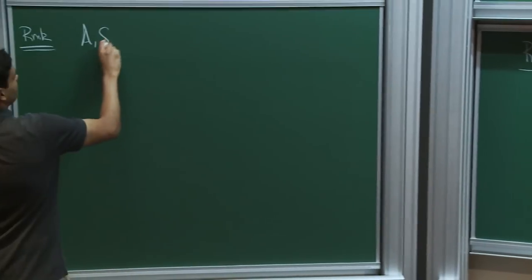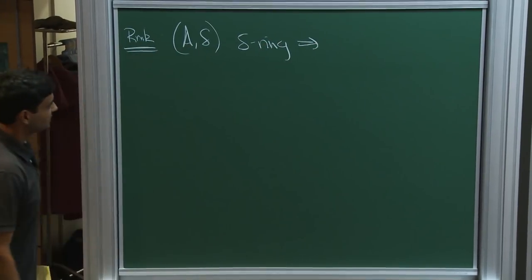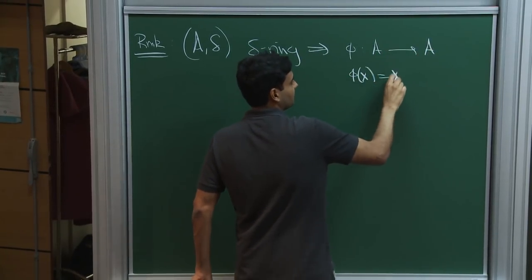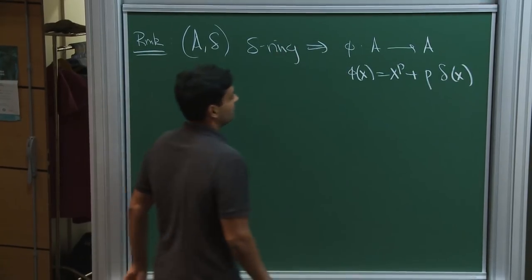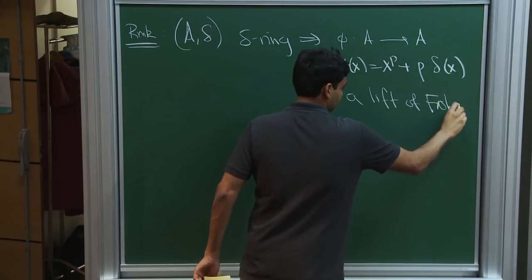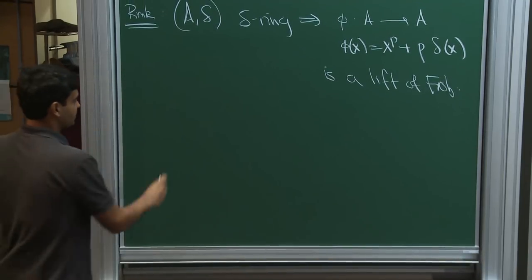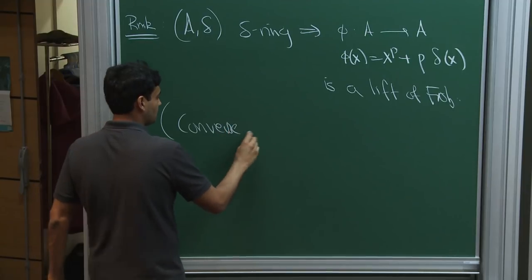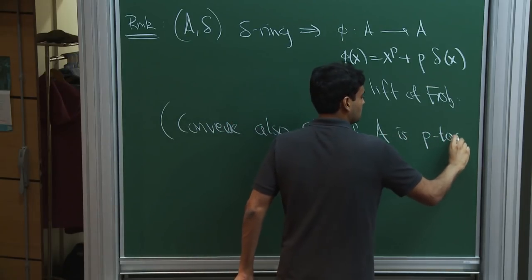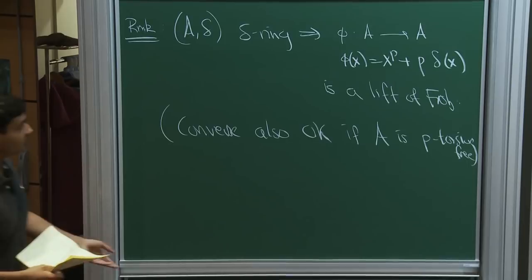If this is a delta ring, then it comes equipped with a canonical lift of Frobenius. I can define phi as a map from A to A with the property that phi(x) is x^p plus p times delta(x). And then this is a lift of Frobenius. It's obvious that it's a lift of Frobenius. The fact that it's a ring homomorphism is exactly what's being encoded by the identities on delta. And the converse is also true, at least if the ring is p-torsion free, because you can recover delta from phi just by the formula.